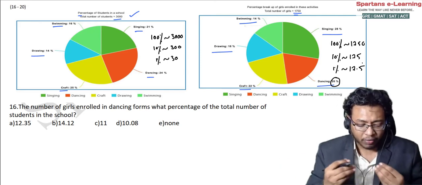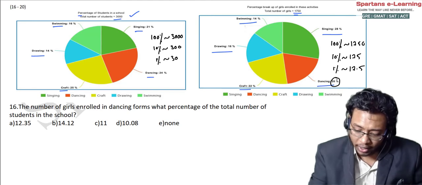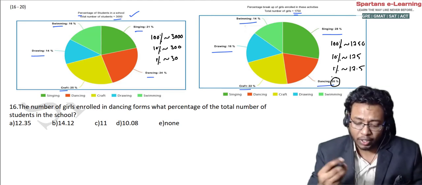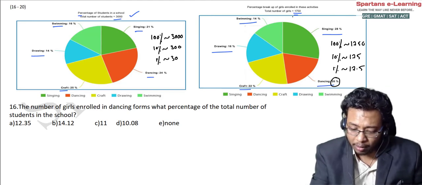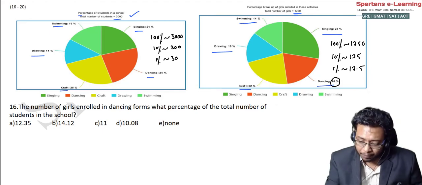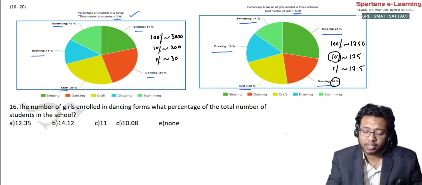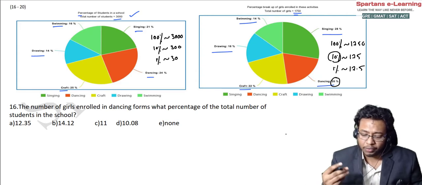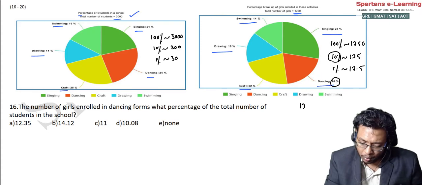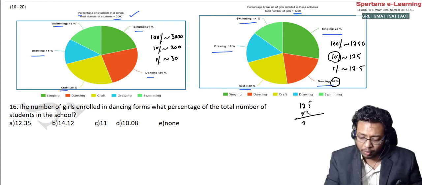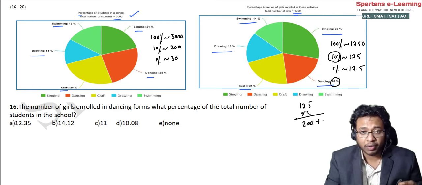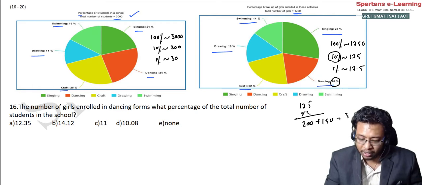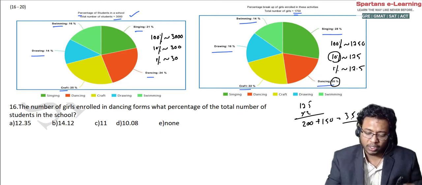Now the number of girls involved in dancing: there are 20%, so 20% of this amount. Directly, you know 10% is 175. What is 20%? 175 into 2, which gives you 350. 100 into 2 will be 200, plus 75 into 2 will be 150, so it will be 350. Done, so you got 350 here.